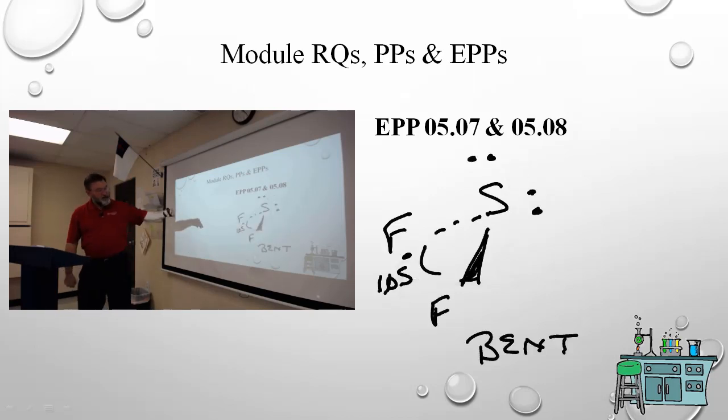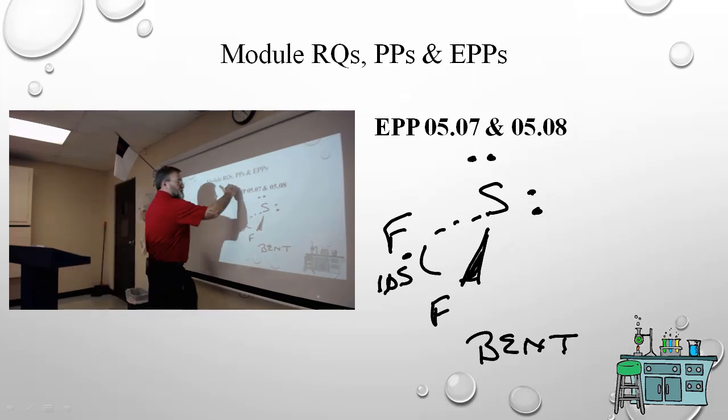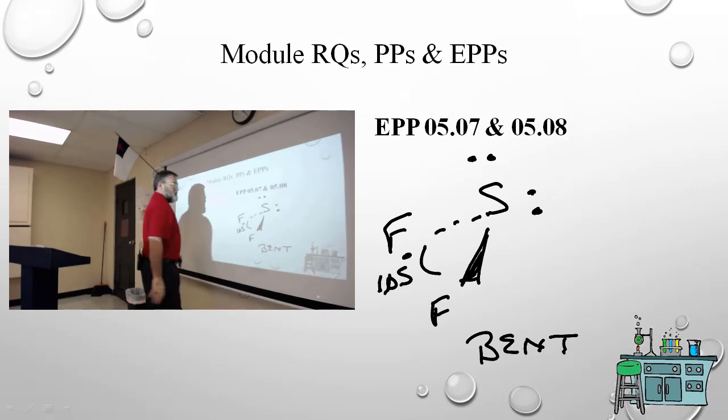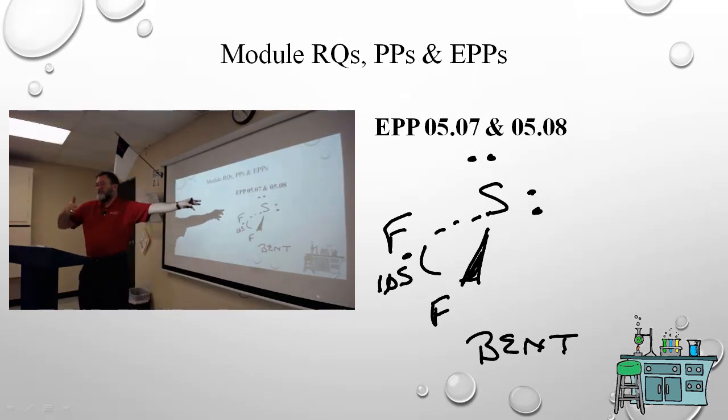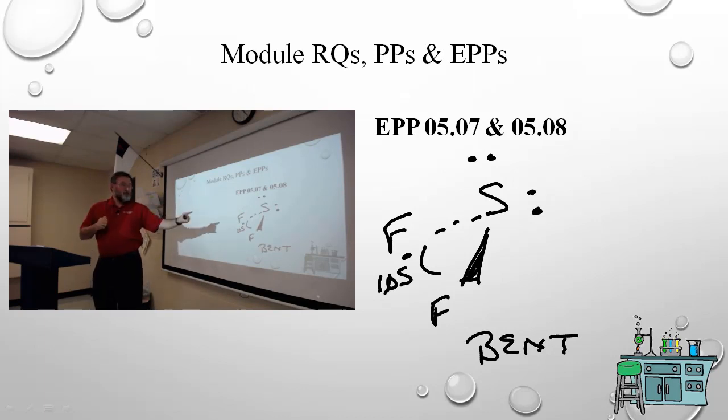Okay? Because it's 105-degree bent. Right? And as you look at this, you have a definite side over here with unbonded, right? And then you've got polar bonds on this side. So yes, is it polar? Well, do we have polar bonds? Yes. Is it asymmetrical? Yes, it's polar.